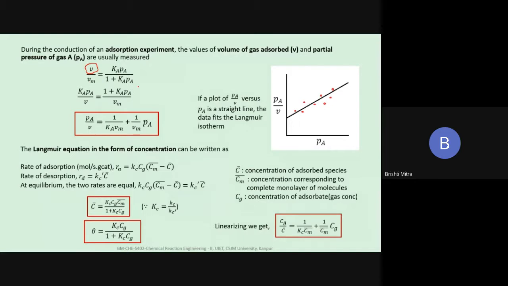So for experimental purposes, I have written theta in terms of V by Vm. If I now rearrange this slightly, I take this 1 by KAPA to the numerator and pass that V to the bottom. So what do I get? KAPA divided by this volume has come to the denominator, and this 1 plus KAPA has gone to the numerator: 1 plus KAPA divided by the value which is at monolayer, or the volume which is covered at monolayer. So now if I again separate this term out, what do I get?